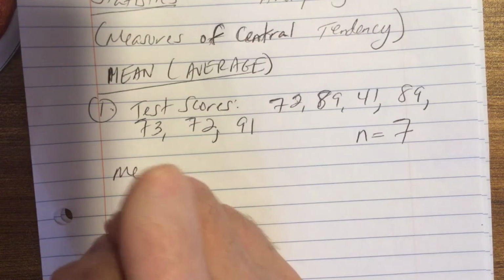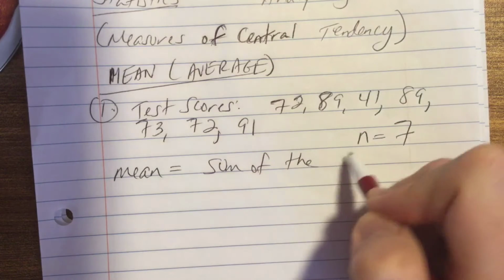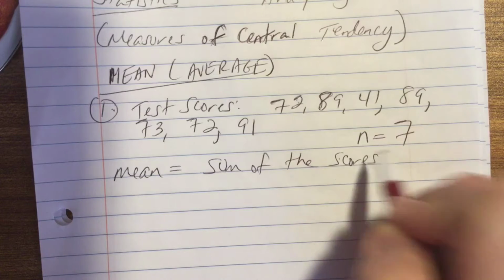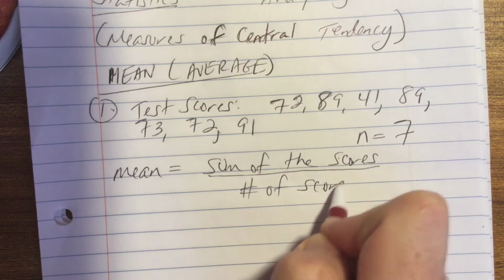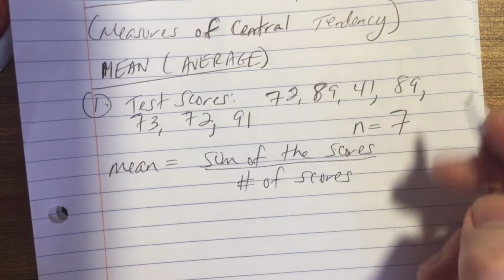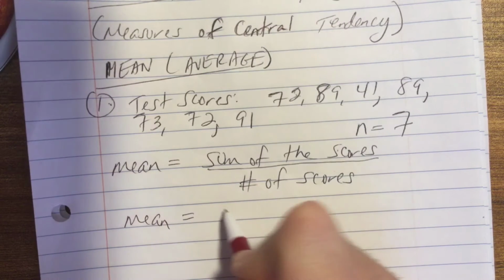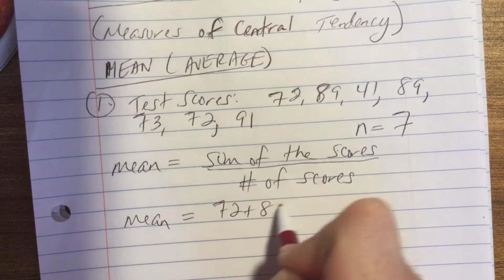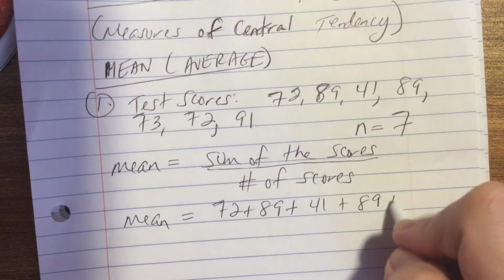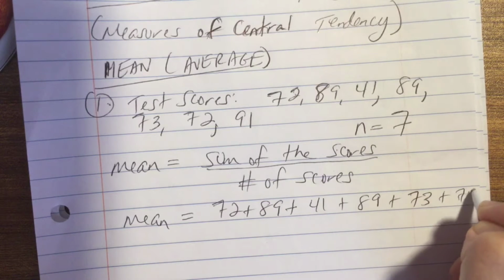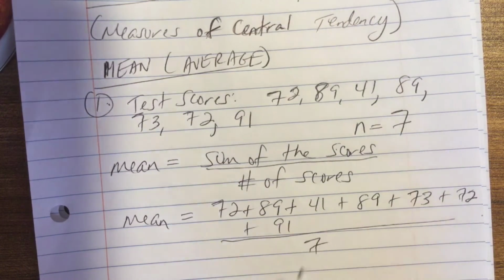So if we want to find the average or the mean, we're going to take the sum of the scores and divide the sum of the scores by the number of scores, which would be the n value. So the mean in this case is going to be equal to 72 plus 89 plus 41 plus 89 plus 73 plus 72 plus 91, and that entire amount is going to be divided by the 7 scores.